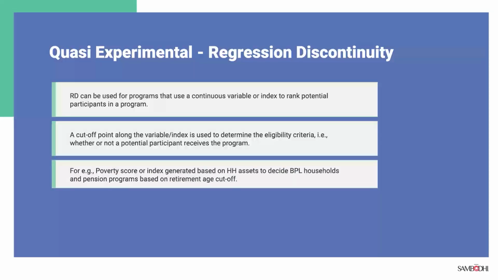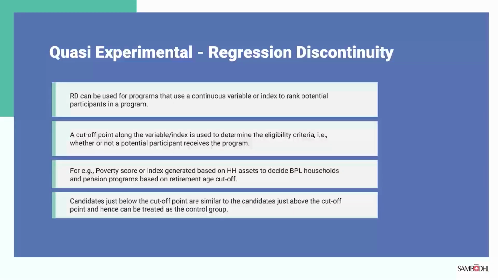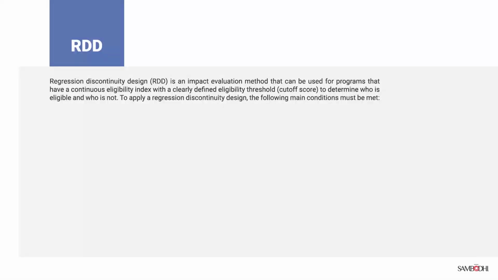For example, the poverty score or index generated based on the HH assets to decide PPL households, or pension programs based on a retirement age cutoff. Here, the candidates just below the cutoff point are like the candidates just above the cutoff point. So, it can be treated as the control group. Now let us understand what Regression Discontinuity Design, RDD, is. It is an impact evaluation method that can be used for programs that have a continuous eligibility index with a clearly defined eligibility threshold. It determines who is eligible and who is not.